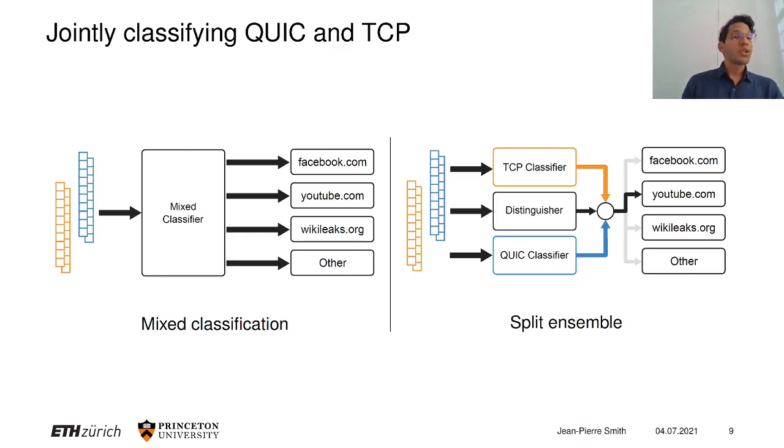The mixed approach, which is the direct approach, where the adversary takes a classifier and trains it on a mixture of QUIC and TCP samples. And another approach leverages the fact that since the TCP-only classifier and the QUIC-only classifier are so adept at detecting samples loaded with their respective protocols, if the adversary is able to distinguish whether a sample is a QUIC or a TCP sample, then he can pass it to the dedicated classifier. We'll begin with the mixed classification approach.